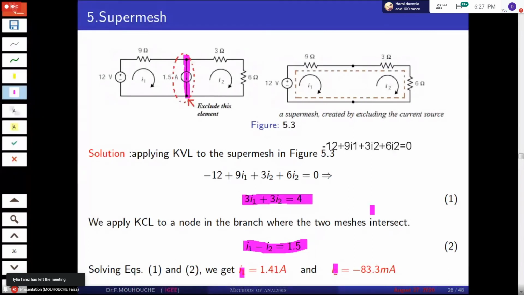We delete the current source first. The first step is to delete the current source, and the remaining circuit is called the super mesh, and apply Kirchhoff's voltage law. And analyze the branch alone by applying Kirchhoff's current law.